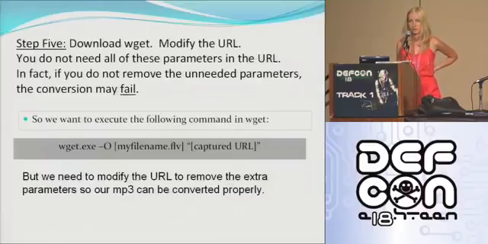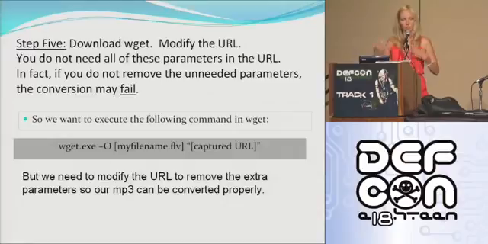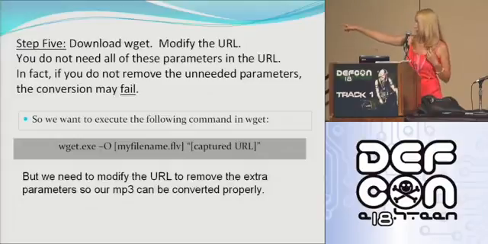The next step is to download wget if you don't have wget for some reason. And we're going to modify the URL. There are extra parameters within the URL that you don't need in order to wget the file. And actually, if you don't modify the URL and remove some of the extra parameters, well, they're not extra, but the parameters that you've captured, when you try to convert it, it won't convert properly. So there I have the syntax of what you need to put into wget: wget -O, your file name .flv, and then the captured URL.